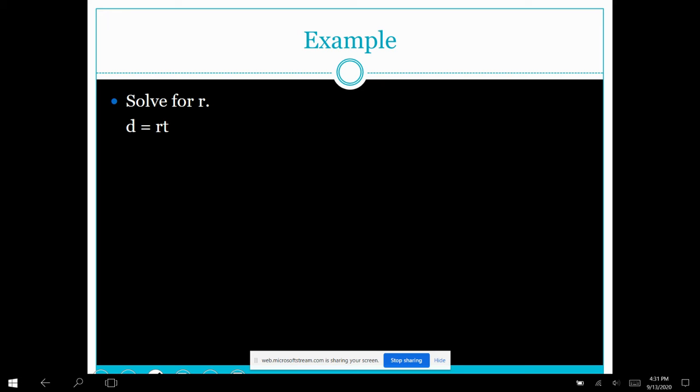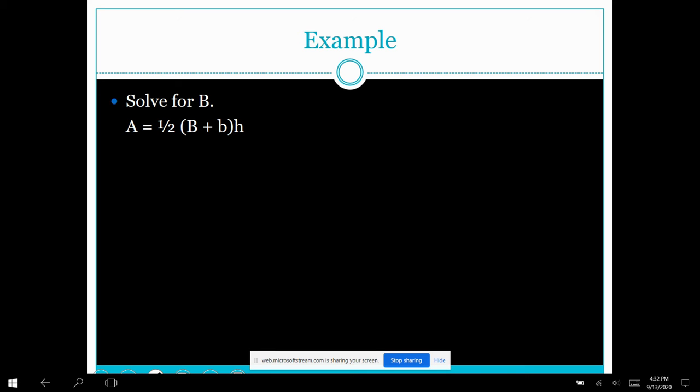So here we need to solve for r. Well, d equals r times t. Instead of multiplying r by a number, it's multiplied by a variable. You'll notice this is a distance formula. What we can do is divide both sides of the equation by t, and we're left with r equals d over t, as long as t is not 0. That is, t cannot be equal to 0.